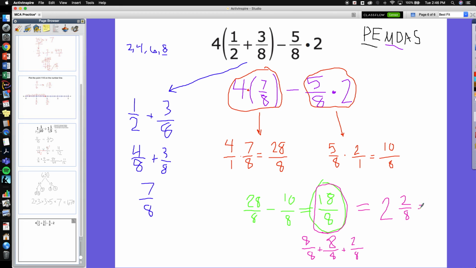So we're going to have to reduce further to 2, and 2 eighths is equivalent to 1/4. 2 divided by 2 is 1. 8 divided by 2 is 4. So our final answer is 2 1/4.